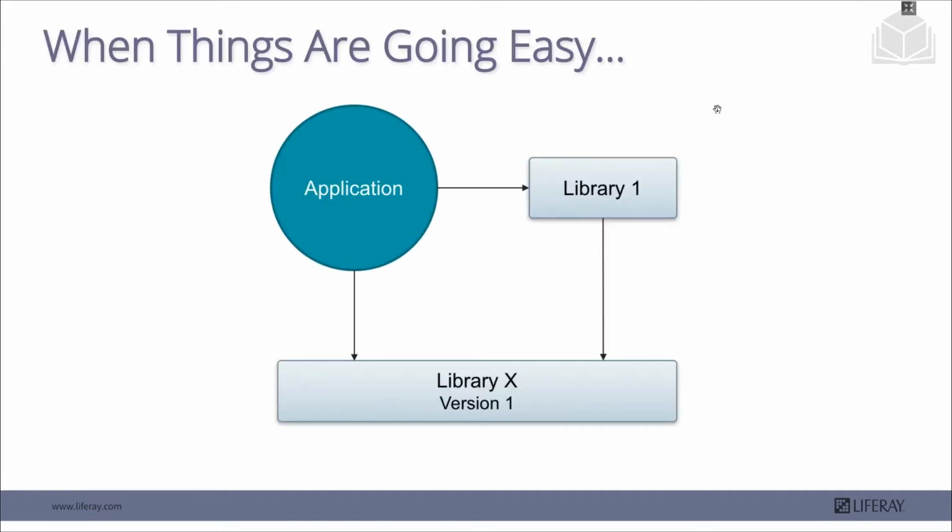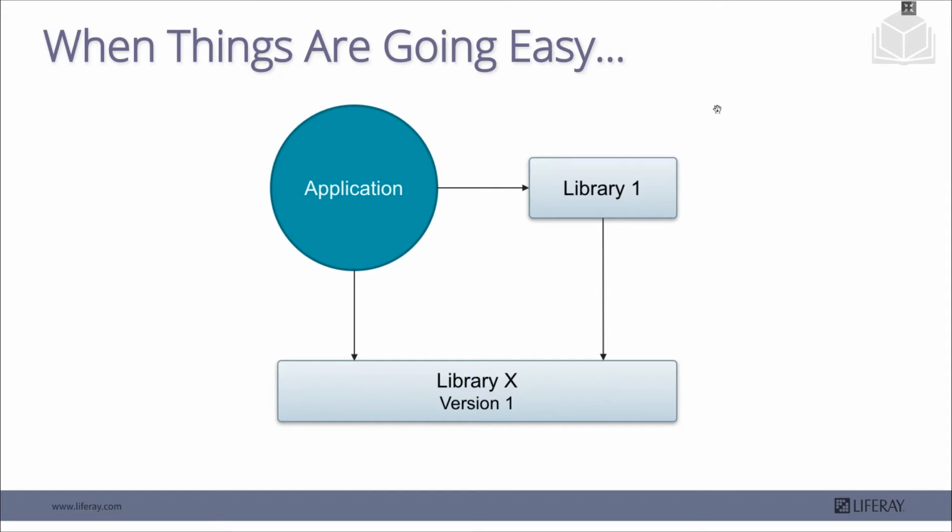Right, so class loading becomes very simple when our dependencies are quite straightforward. In this example here, we have an application, and this application has two dependencies. It has a dependency on library 1, and it also has a dependency on what we'll call library X, as we see in this diagram.